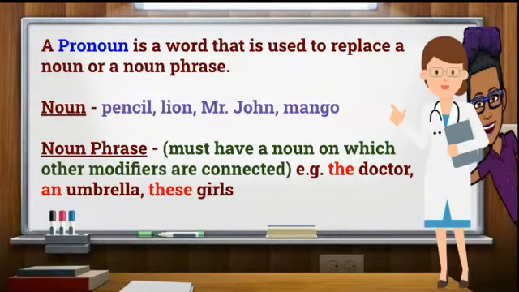A pronoun is a word that is used to replace a noun or a noun phrase. Some examples of nouns: pencil, lion, Mr. John, mango. Now, a noun phrase must have a noun to which other modifiers are connected. Examples: the doctor, an umbrella, these goods.